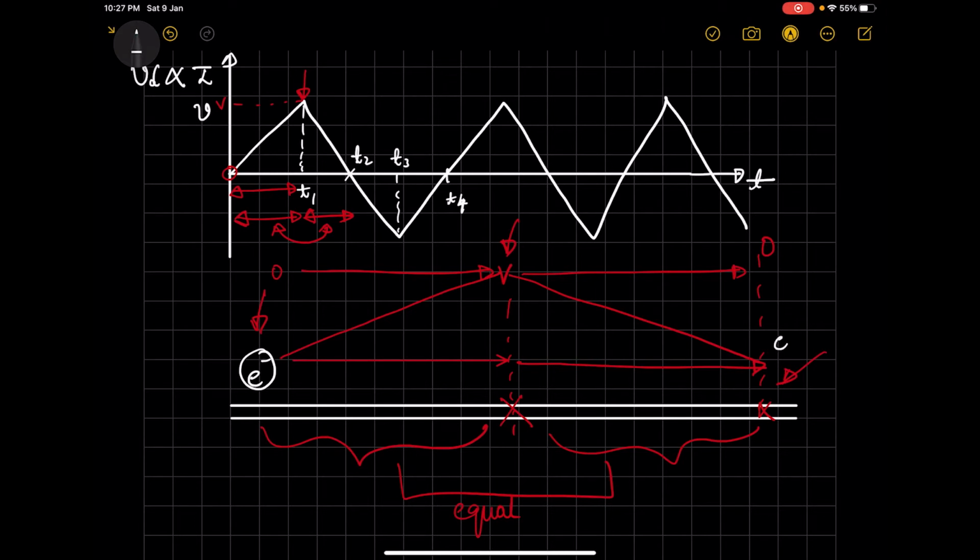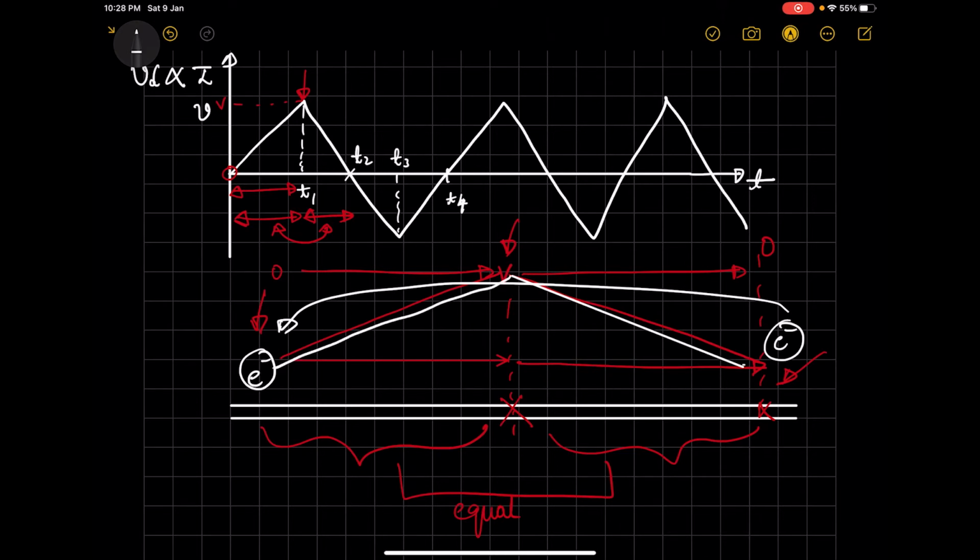And now the electron which is here has to go back to its original position, which is here. And how does it do that? It does the same exact thing that it did when it came for the positive half cycle. So it will start increasing its velocity from 0 and till halfway it will increase its velocity to v. After that it will again start decreasing its velocity to 0 and finally reach its original position.